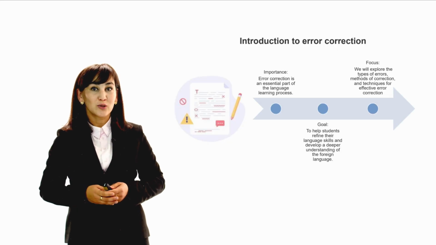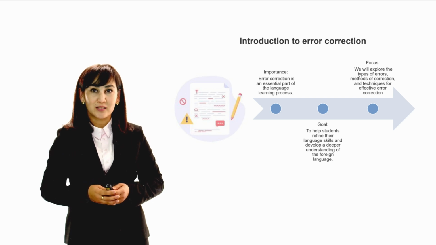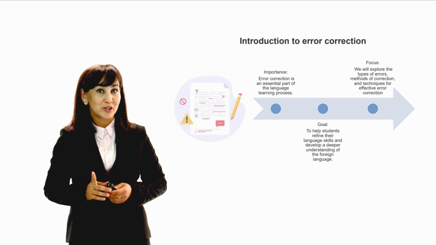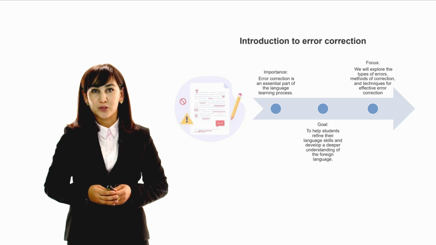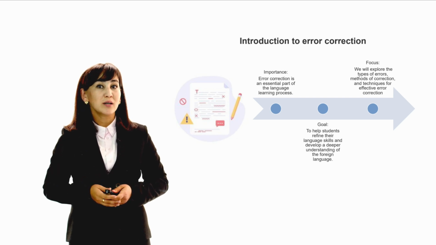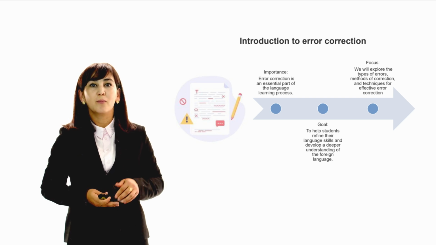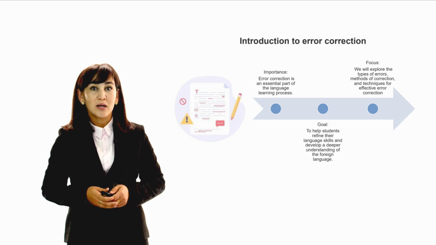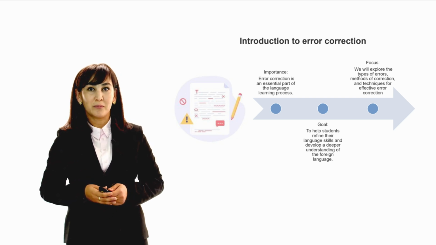And now let's look through the importance of error correction and what is the purpose of correcting students' mistakes and what to focus on while correcting students' mistakes. Language learning is a process of trying, making mistakes, and improving. That's why error correction is not just useful, but it is essential. Our goal is not to eliminate all errors, but to help students become more accurate, aware, and confident language users. Today, we'll look at different types of errors, their causes, and techniques to handle them constructively.